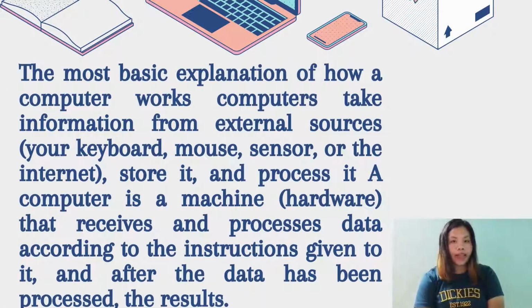What is the most basic explanation of how a computer works? A computer takes information from external sources like your keyboard, mouse, sensors, or the internet, stores it, and then processes it. A computer is a hardware machine that receives and processes data according to the instructions given to it. And after the data has been processed, finally, we have the results.